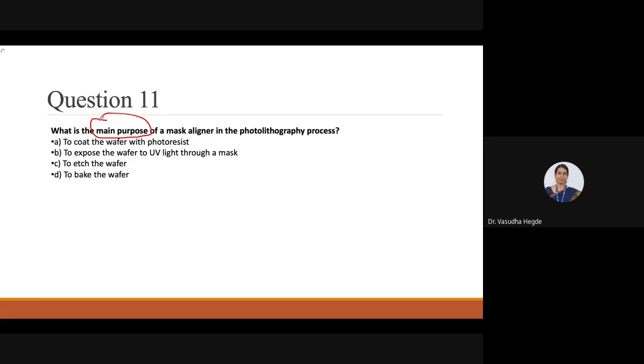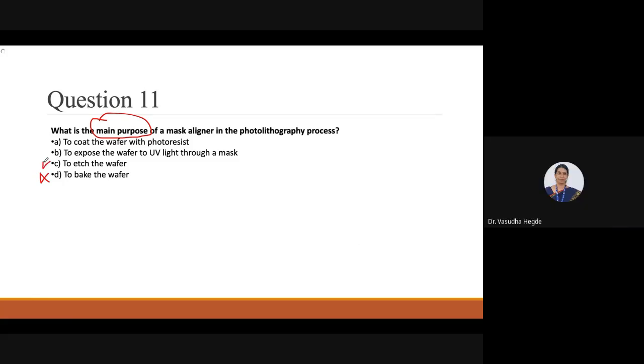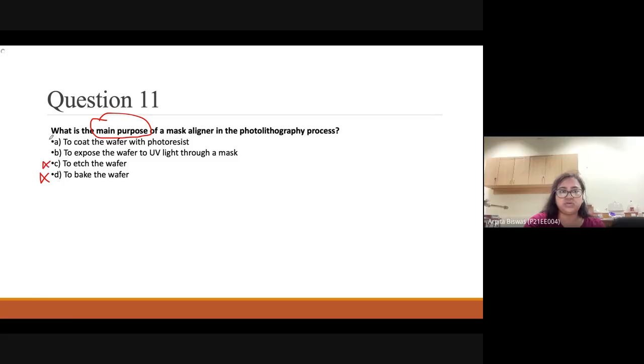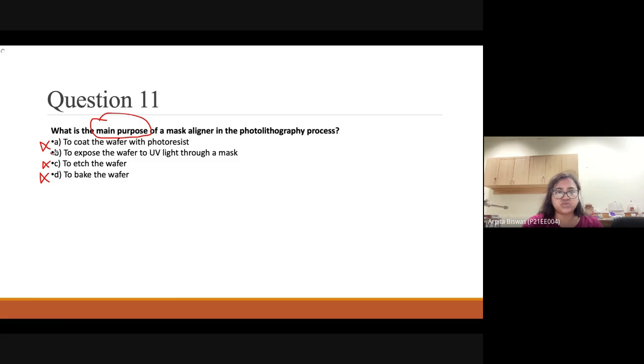Mask aligner will not etch. It will neither bake the wafer, nor etch the wafer, and it will not coat the photoresist either. Because all three are not the main purpose, I'll have to go for B. That's it, yes, to expose the wafer to UV light through a mask.